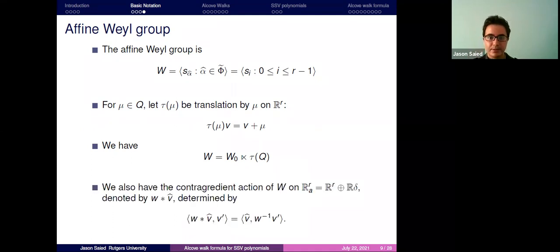And so W here is set up to naturally act on the Euclidean space, but of course we have the contragradient action on the extended space. And so I'll use this star notation to denote the action on the extended space, and no notation to be the action on the Euclidean space.